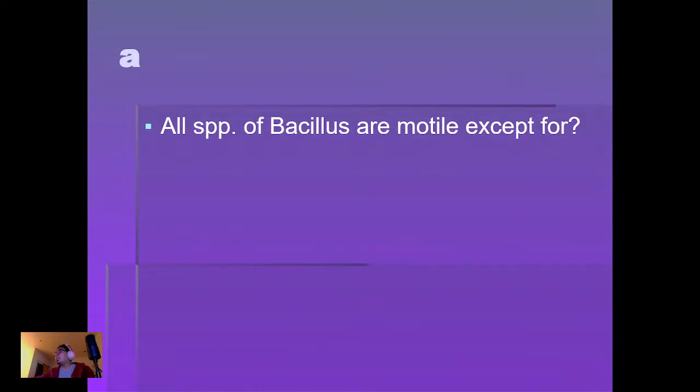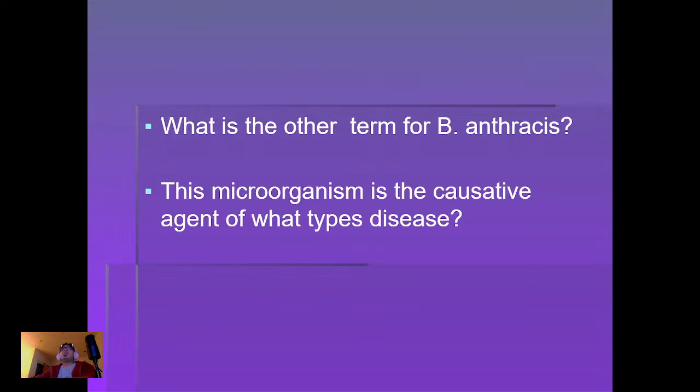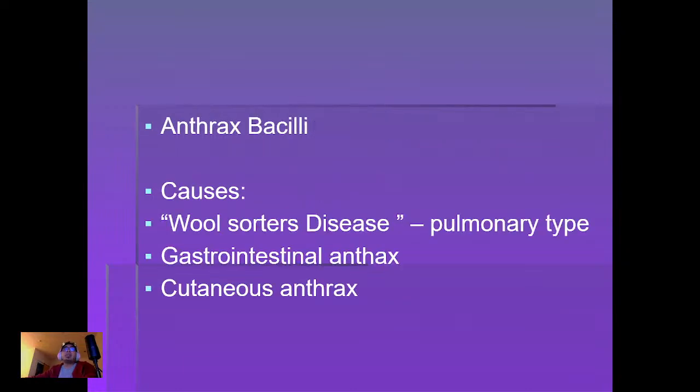Let's talk about Bacillus species. Now, Bacillus species, all of them are motile, except for Bacillus anthracis. Okay, Anthrax bacilli. Okay, we'll come back to that guy later. We'll move on to the next one. The other term for Bacillus anthracis is Anthrax bacilli, and it causes wool sorters disease. The wool sorters disease is the pulmonary type. We also have the gastrointestinal anthrax and the cutaneous anthrax.